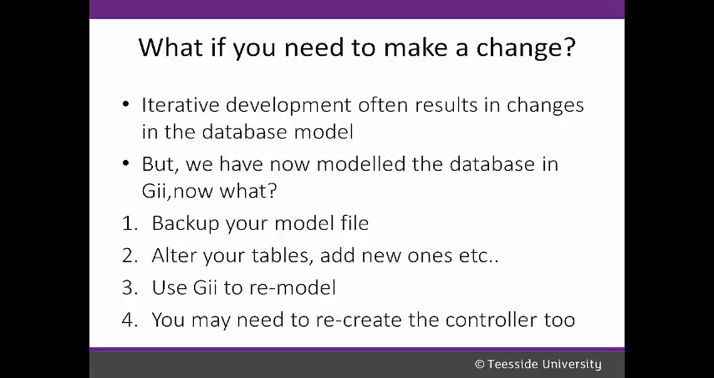Then you can alter your tables, you can add new ones, change the columns, and so on. Once you've done that, you need to go back and use the Gii tool, and you need to remodel. Remember, using the Gii tool, you need to actually create the model first, then the controller, and then the view. Then you can go and create the CRUD. Okay, it's important that you do it in that order, otherwise things go seriously wrong quickly. Don't forget, which some people often do, to recreate the controller.